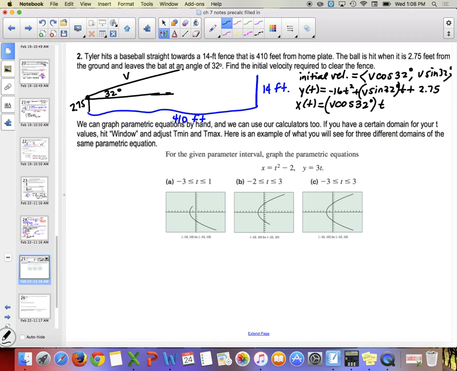All right, so we want to know, like, at 410 feet, well, this one is kind of a tricky one. Okay, so 410 is going to be our x value, right? So we're going to go ahead and plug in 410 for x.